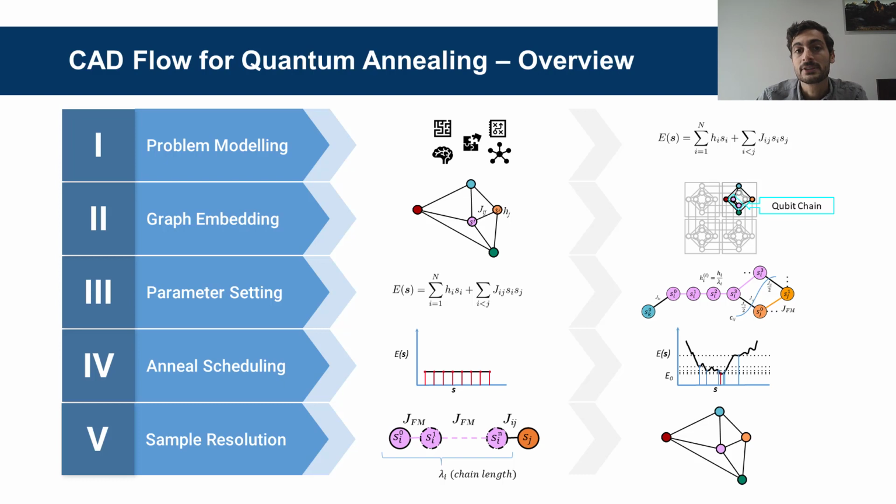And then here you have to consider noise and other limitations of the device, which is why you end up collecting thousands of samples, and then you resolve the qubit chains to match the original problem. And this last step is what is called sample resolution. So you get those individual values of problem nodes resolved from those qubit chains.